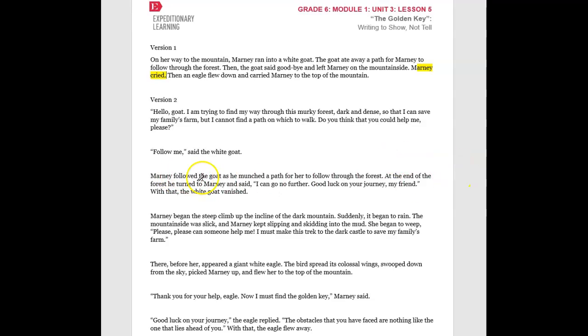At the end of the forest, he turned to Marnie and said, I can go no further. Good luck on your journey, my friend. With that, the white goat vanished.